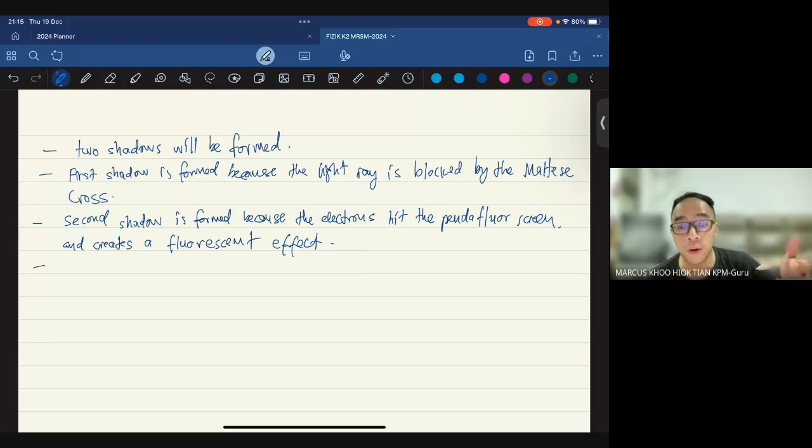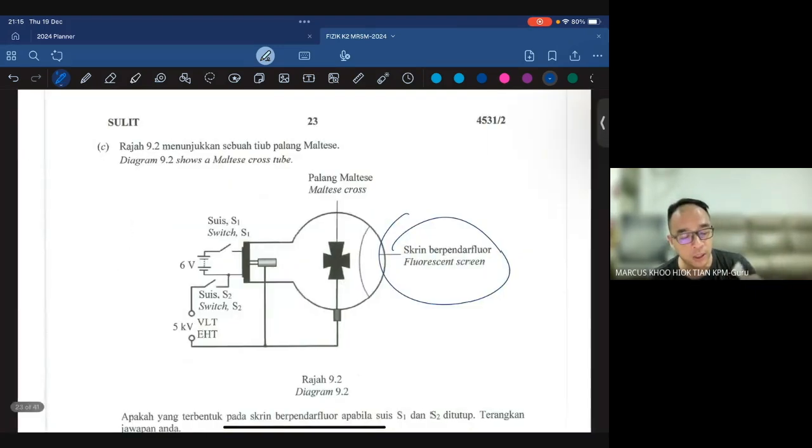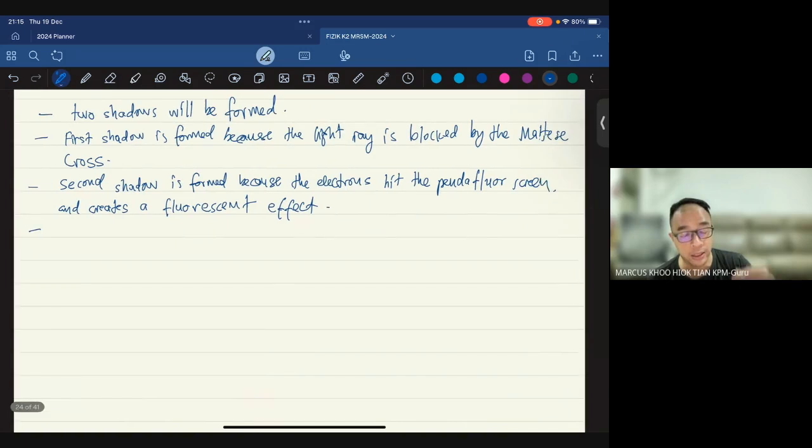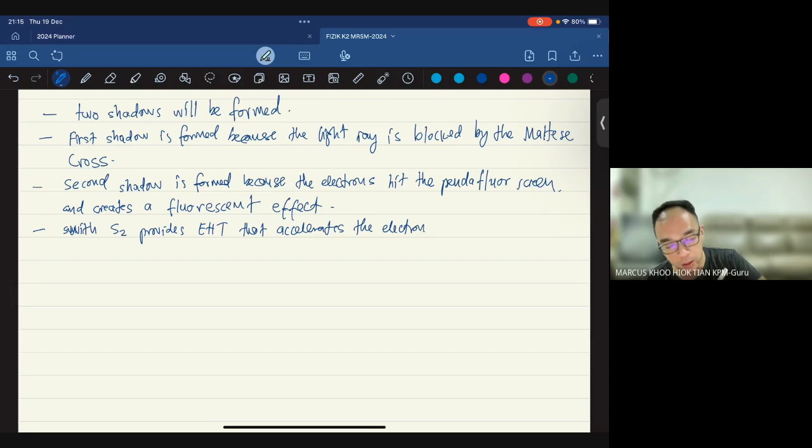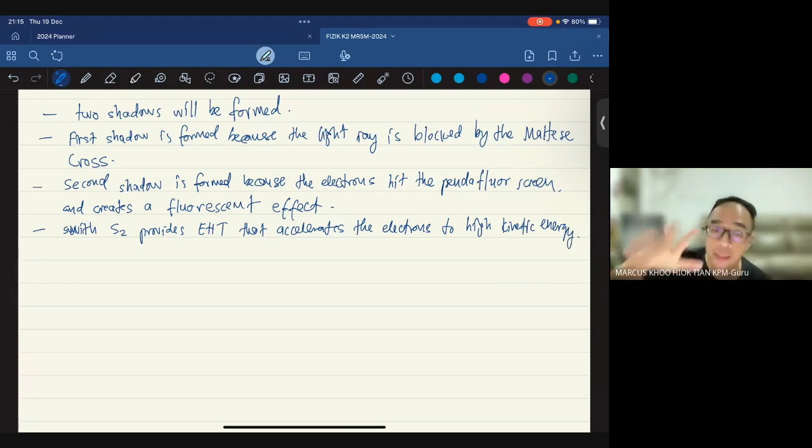Oh, okay. Then we have to talk about why does it create the fluorescent effect? Because of the high energy. Why does it have high energy? Because switch S2 turns on the extra high energy. Okay. Switch S2 provides EHT, which is extra high tension, that accelerates the electrons to high kinetic energy. That's why it can hit the screen and create the fluorescent effect.